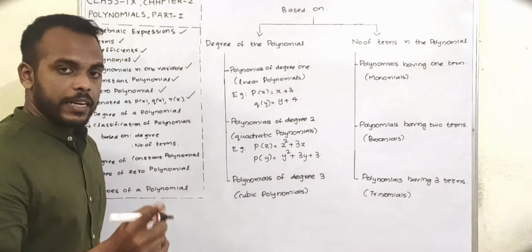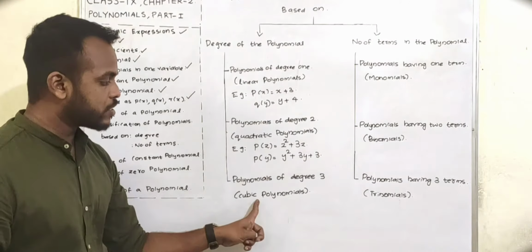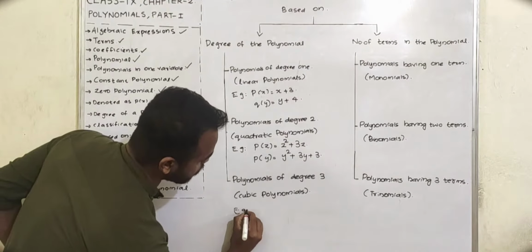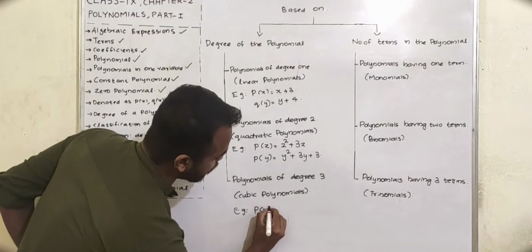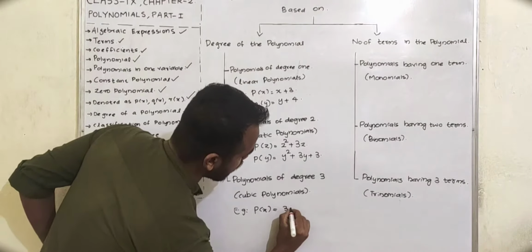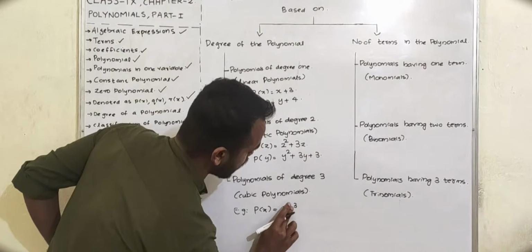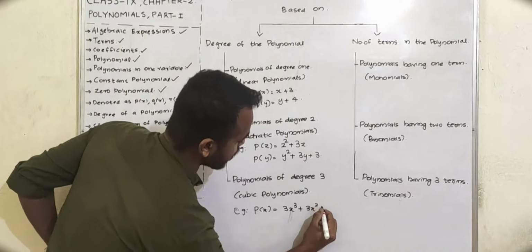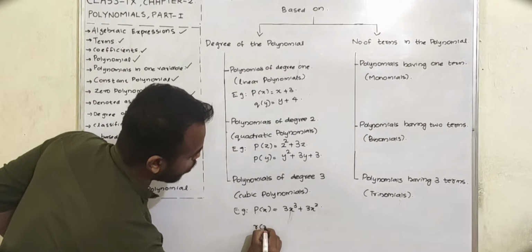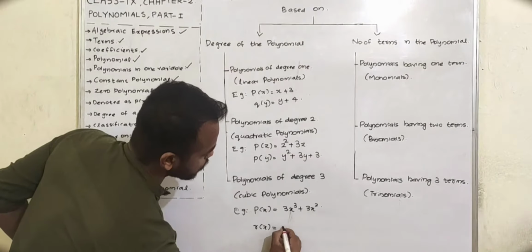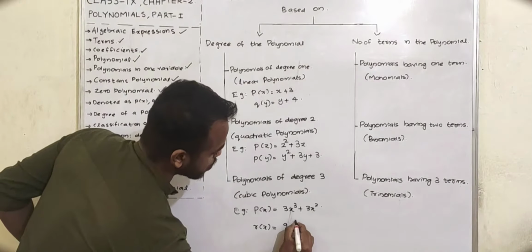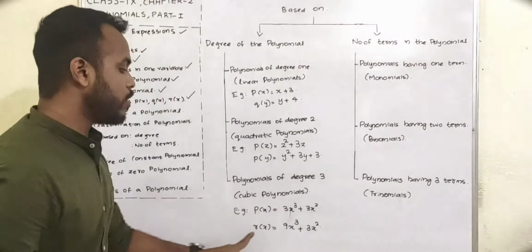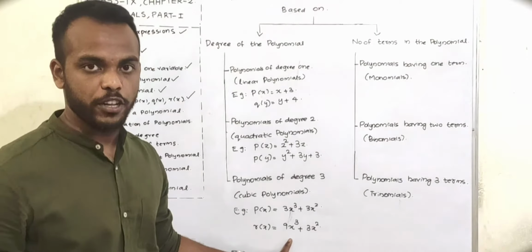Then what if the degree is 3? It's called cubic polynomials. I hope you will be able to write examples on your own. Let's say p of x is equal to 3x cube plus 3x square, or r of x is equal to 9x cube plus 3x square. All these are examples of cubic polynomials.